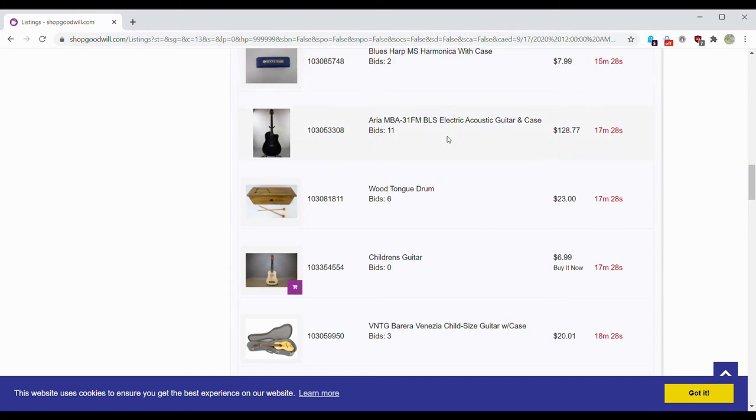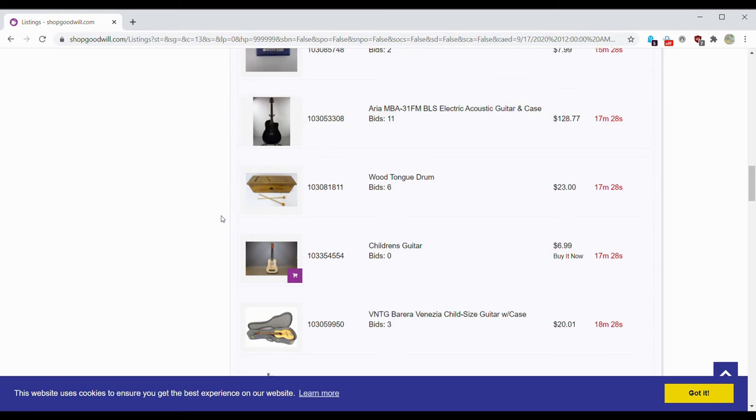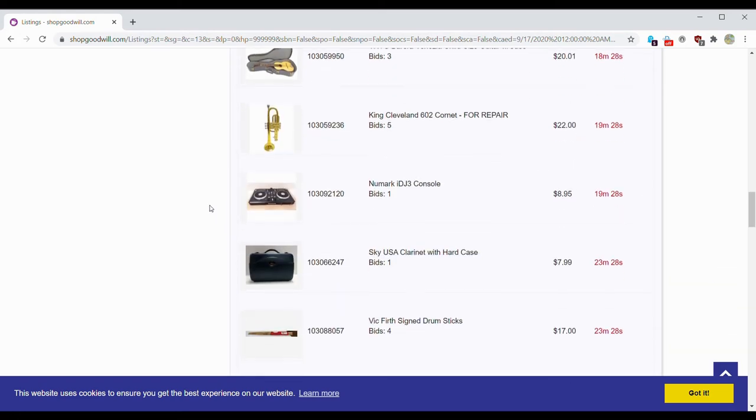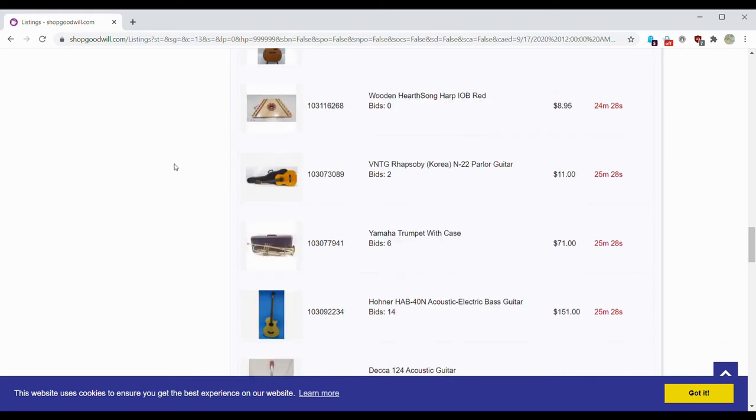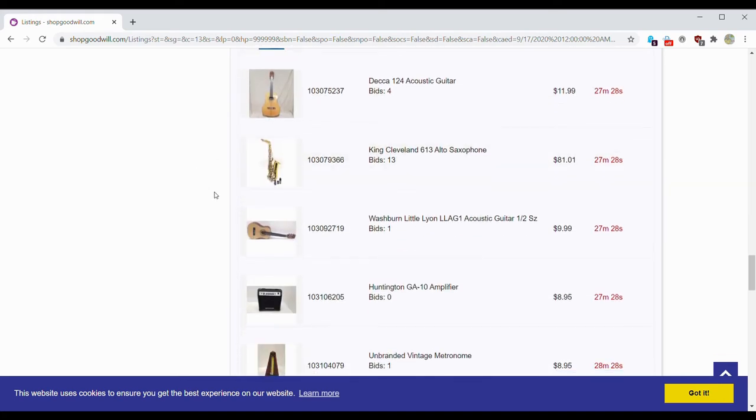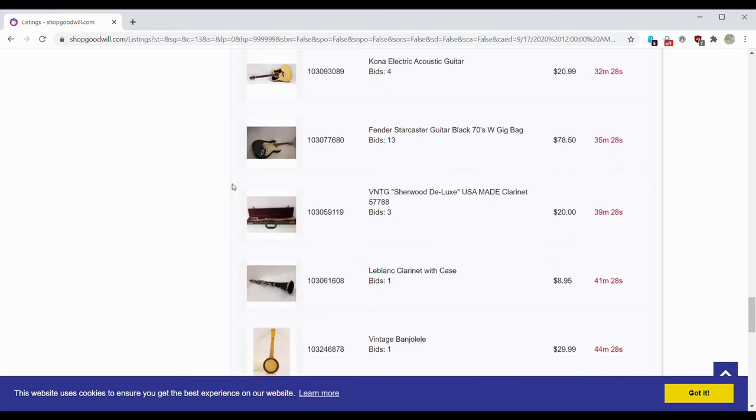I don't even know what this is. Airy electric acoustic guitar with case. $130 ain't a terrible deal. Something like that. You can get a trumpet, some sort of DJ equipment. Unbranded, $70, but I mean, the cheaper stuff, the stuff that nobody wants, you're going to be able to find a deal on.